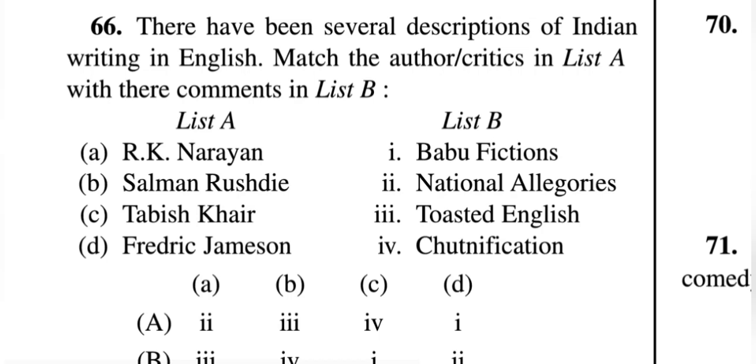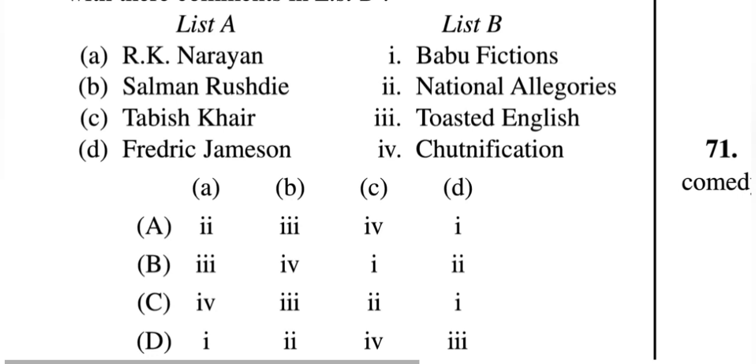Therefore, it is your duty to know their literary works, how they have impacted Indian English. And you should also know their biography, because many questions are often asked related to writers' biography. So what will be the correct answer of 66? Correct answer of 66 will be B. That means A is related to 3. R.K. Narayan has said English is a toasted English.